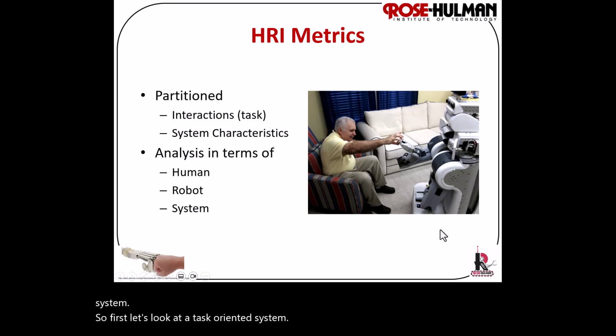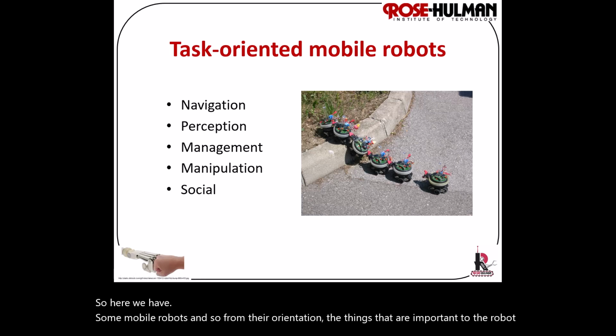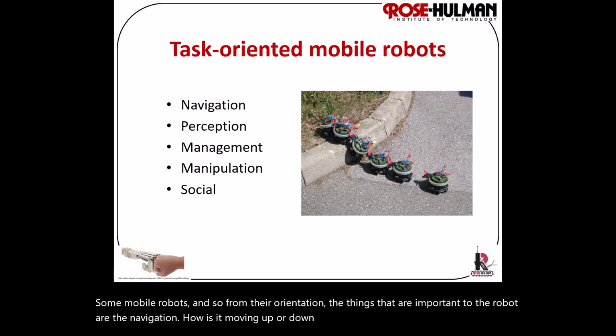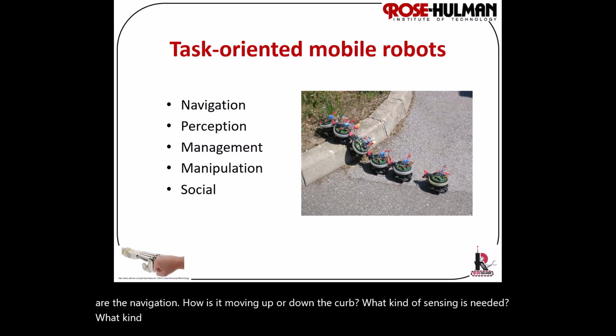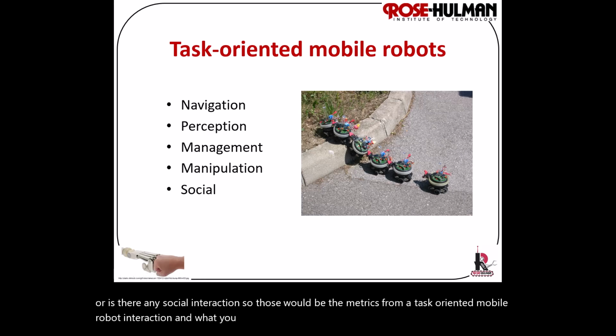Here we have some mobile robots. From their orientation, the things that are important to the robot are navigation. How is it moving up or down the curb? What kind of sensing is needed? What kind of perception? How are you managing this team of robots? Is there any manipulation, or is there any social interaction? Those would be the metrics from a task-oriented mobile robot interaction and what you expect to see.